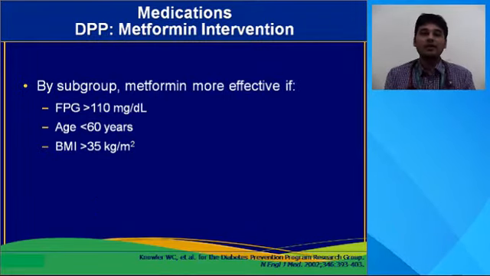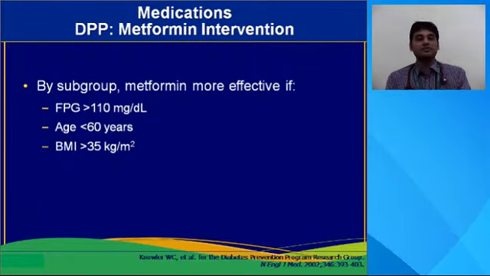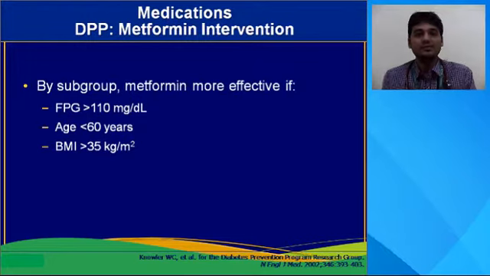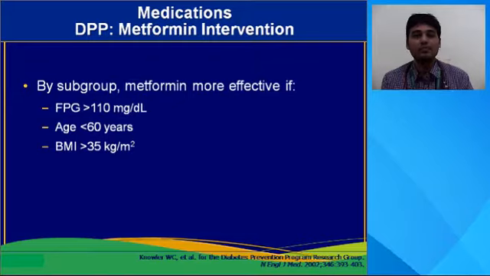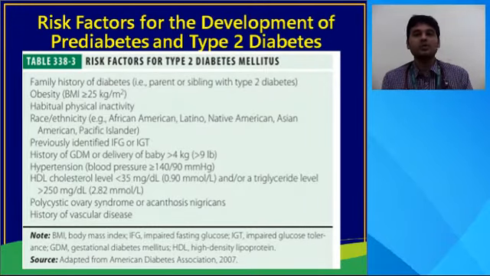So when are we going to give metformin for these individuals? Metformin is more effective if the fasting plasma glucose is more than 110 milligram per deciliter, and of course the age is less than 60 and BMI more than 35 kilogram per meter square. We will have to support this metformin drug with proper lifestyle modification. So what are the risk factors for development of pre-diabetes and type 2 diabetes mellitus? For these individuals, of course, we give metformin.